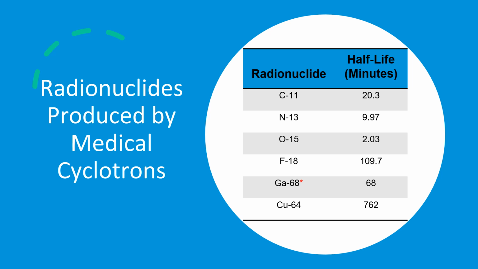I do have a star by that one because, as you recall from just a couple slides ago, gallium-68 also has a generator. So gallium-68 is unique in that it can be cyclotron produced or it can be produced in that generator. Most of the time, because the 68-minute half-life is still pretty short if you're trying to produce it and ship it somewhere, it's easier to have a generator on site. And then copper 64 is another one. That one has a much longer half-life, which makes it more feasible for production and shipment.